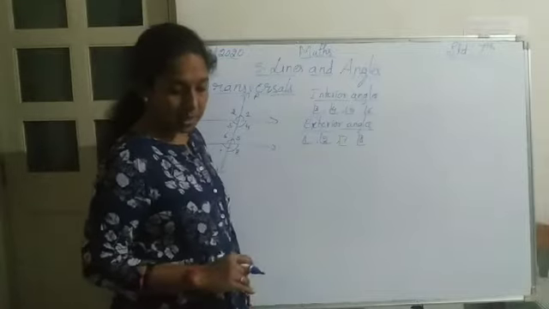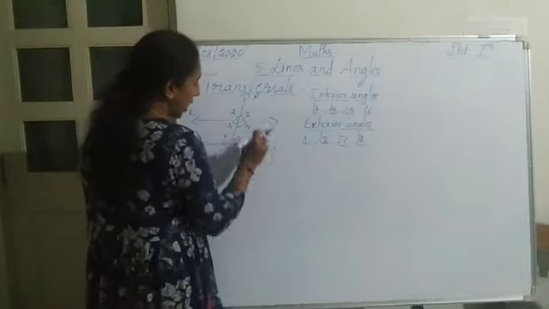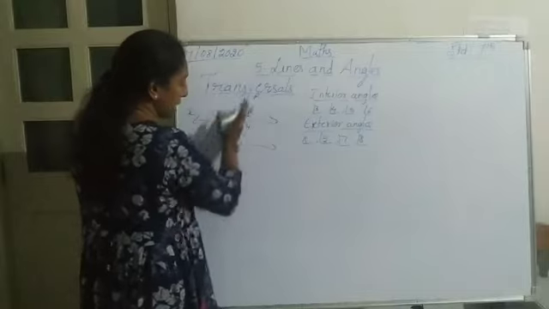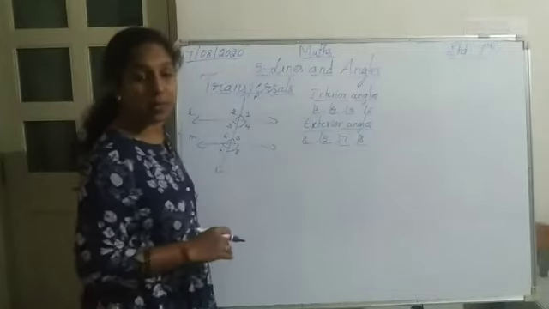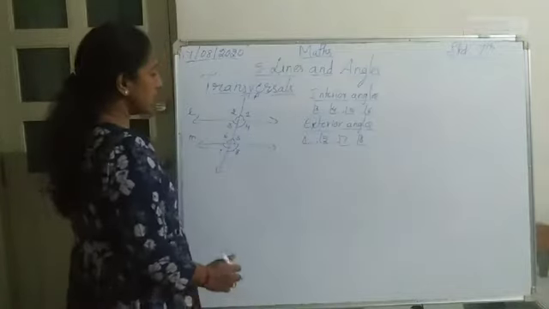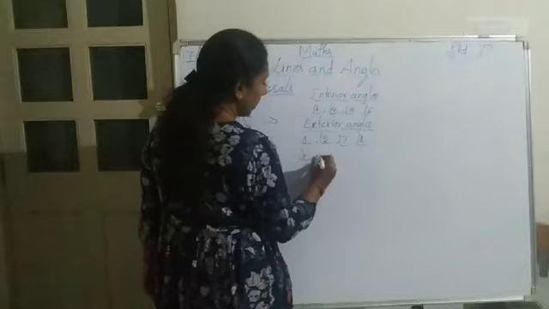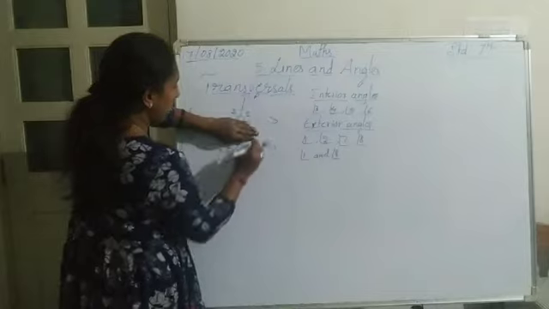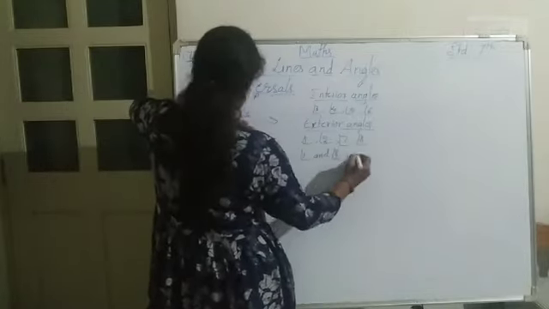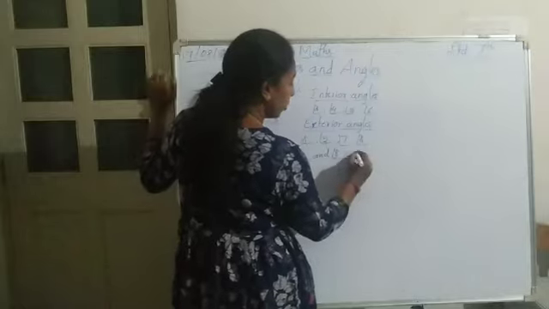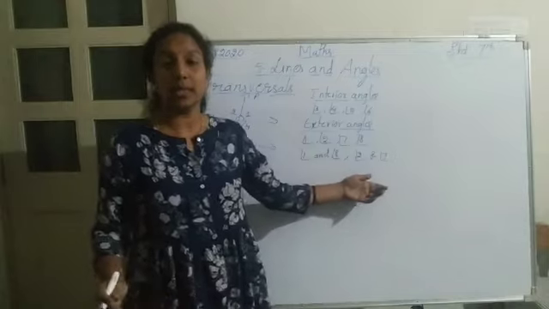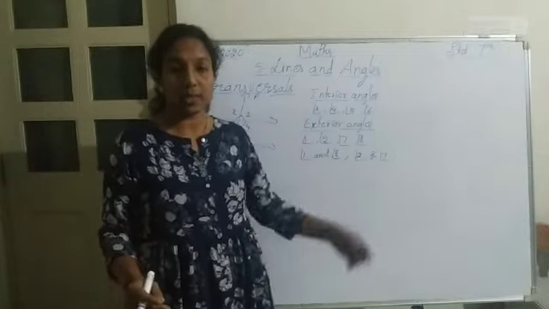Here one more thing: angle 1 and angle 8. These two are on the same side of the transversal. So we say that this is a pair of exterior angles: angle 1 and angle 8. And one more is there, angle 2 and angle 7. We can say this is a pair of exterior angles.